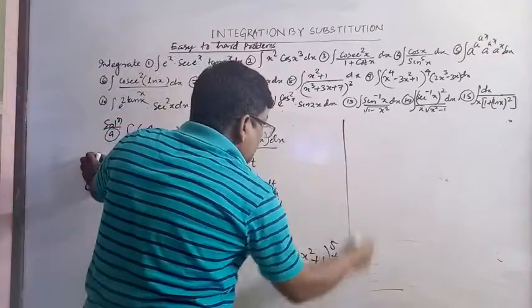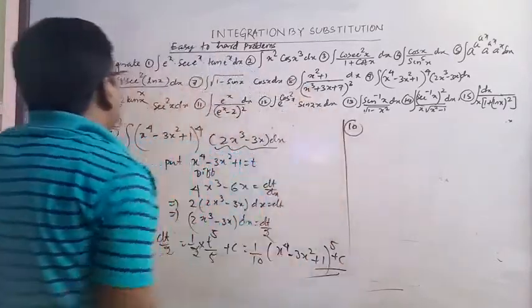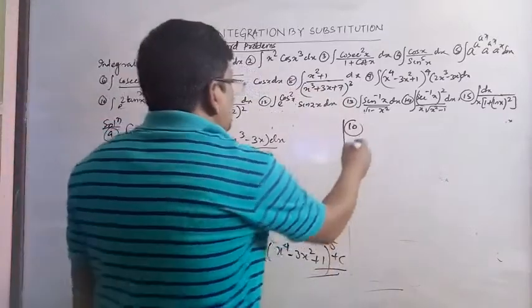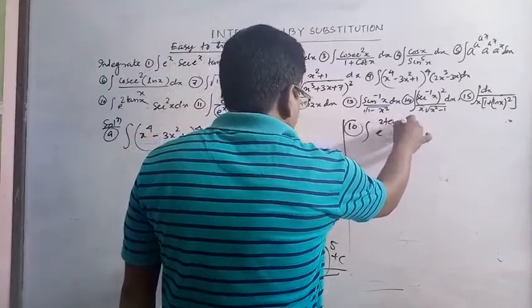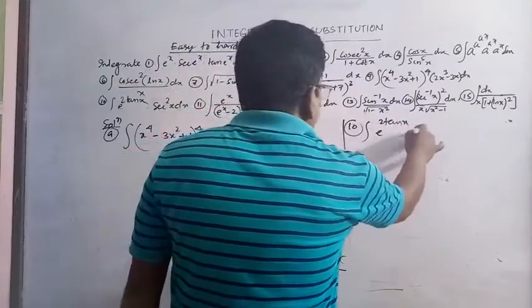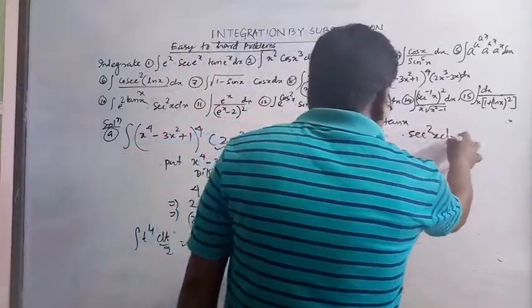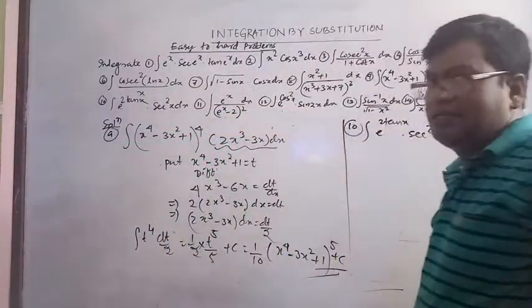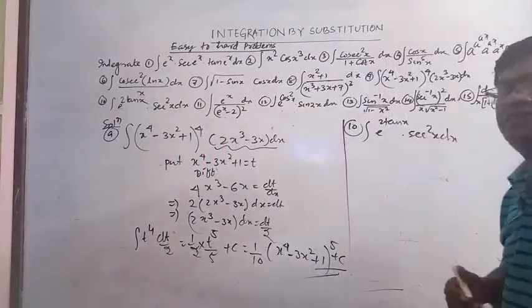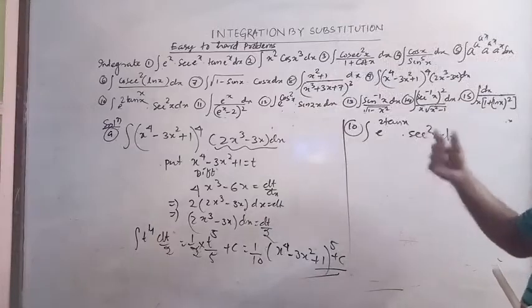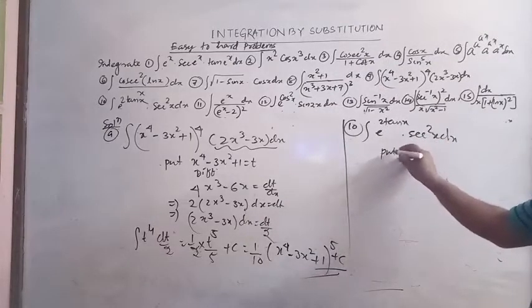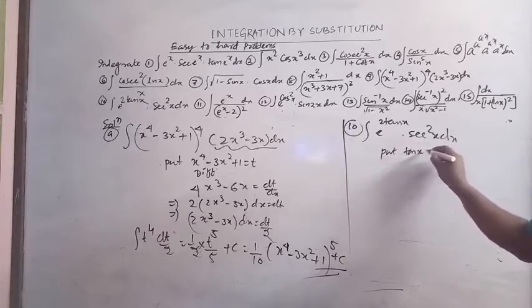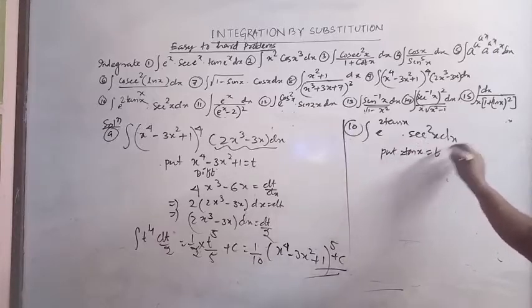Now the answer of question number 10. Question number 10 is the integration of e to the power 2 tan x into sec square x dx. What is the function and what is the derivative? We know the derivative of tan x is equal to sec square x. So put 2 tan x equal to t.